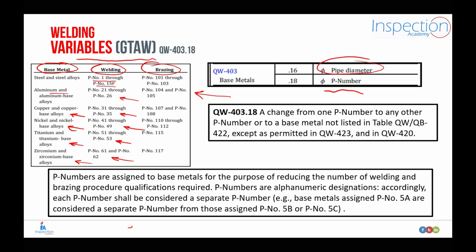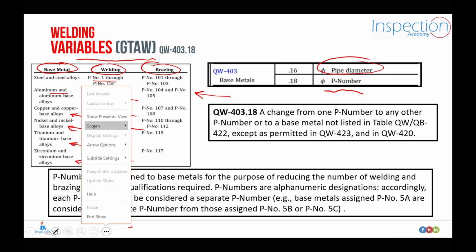It says right here that P numbers are assigned to base metals for the purpose of reducing the number of welding and brazing procedure qualifications required. Let's have an example to explain that.